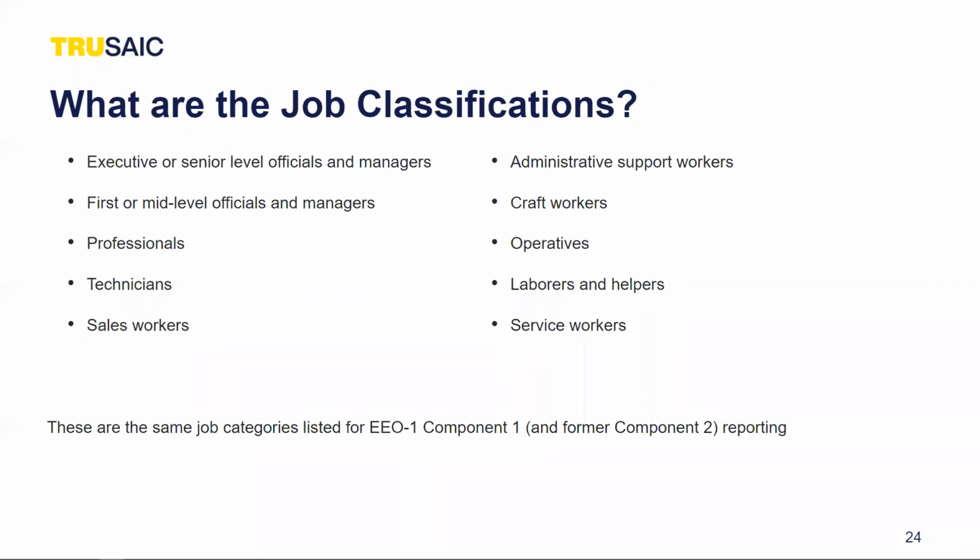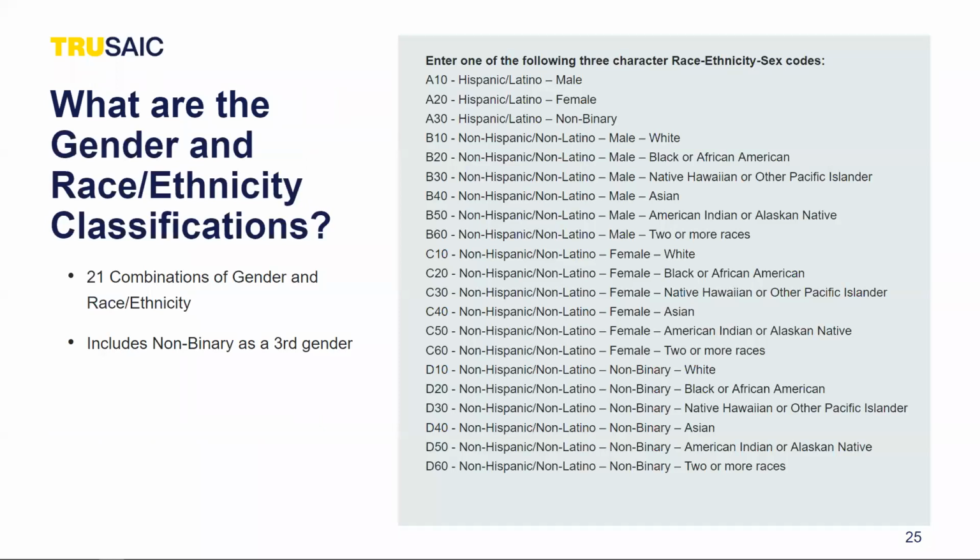Next slide, please. Okay, so we've covered establishments, we've covered job categories. The next aspect being reported is gender and race ethnicity. All right, so you see here a list of the 21 categories. The reason that's an expansion relative to EEO-1 is because California recognizes a third, non-binary gender. It uses the same race ethnicity categories as the EEO-1 report.